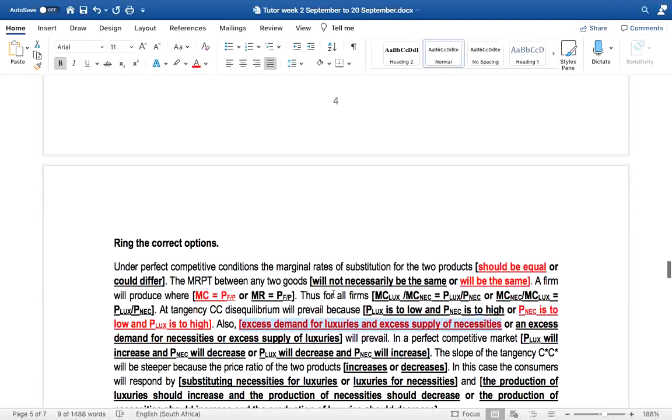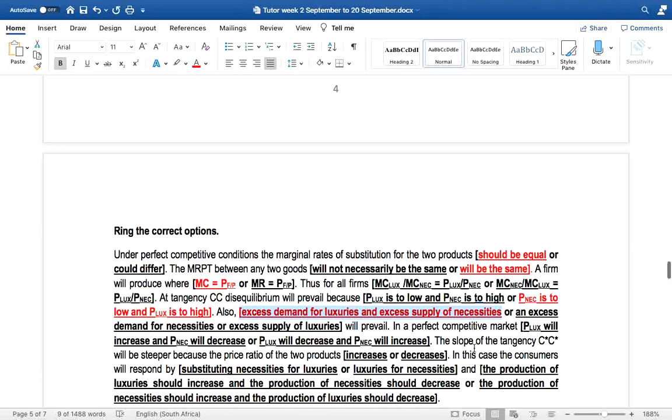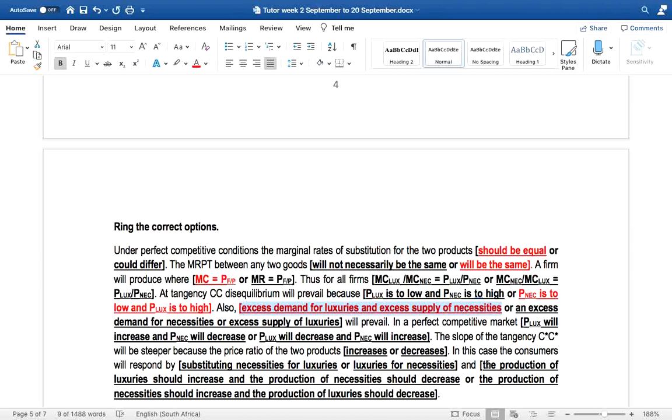Alright, let's continue. In a perfect competitive market, will the price of luxuries increase and the price of necessities decrease, or the price of luxuries decrease and the price of necessities increase? Remember we said that there's excess demand for luxuries and excess supply of necessities. So in this case, the price of luxuries will increase and the price of necessities will decrease.